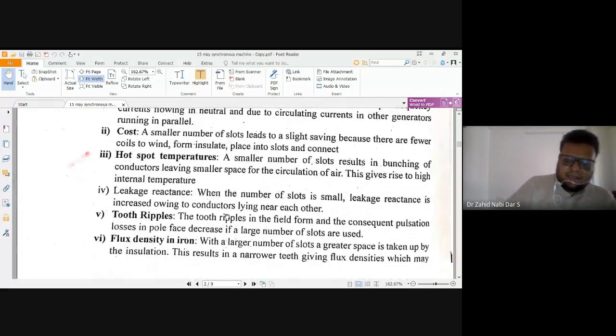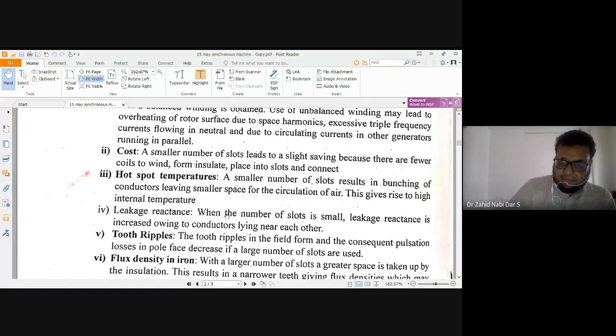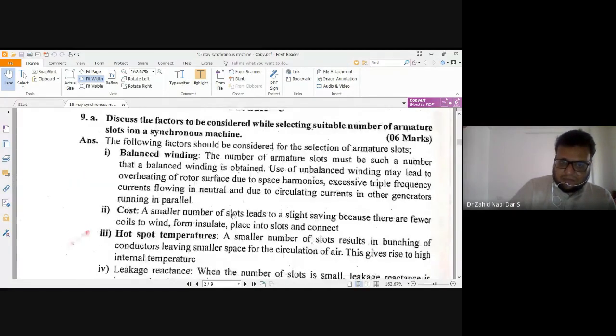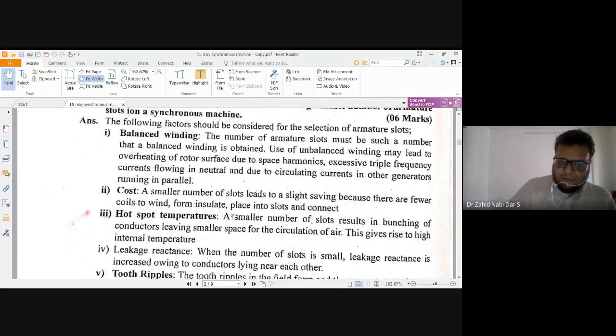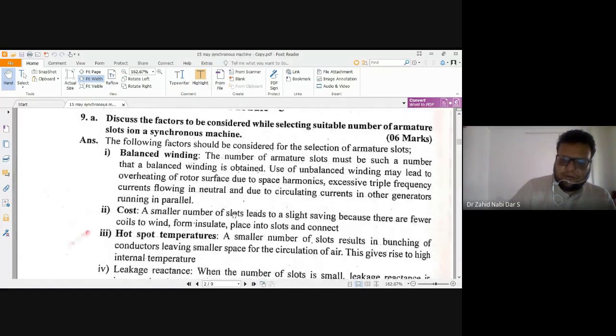See, leakage reactance will increase definitely if we have small slots, because the distance between the conductors lying near each other will decrease, so your leakage reactance will increase. So one more factor that governs the number of armature slots: basically, we want to reduce the cost. First thing, we want a balanced winding, then reduce the cost.